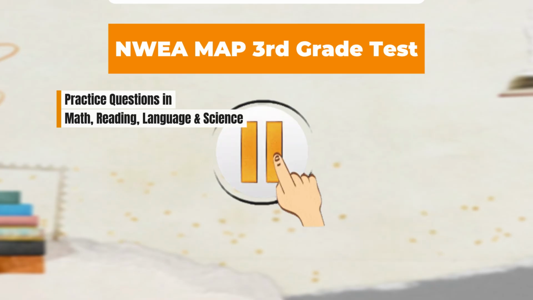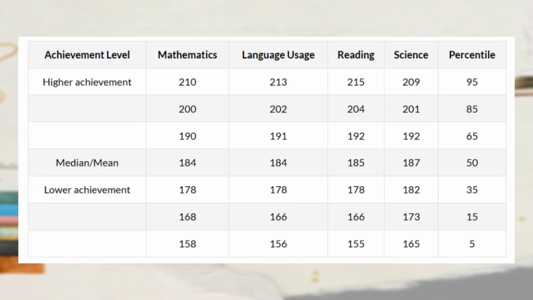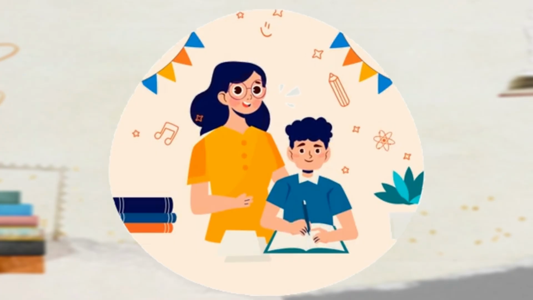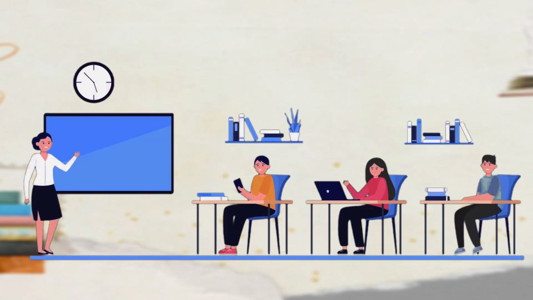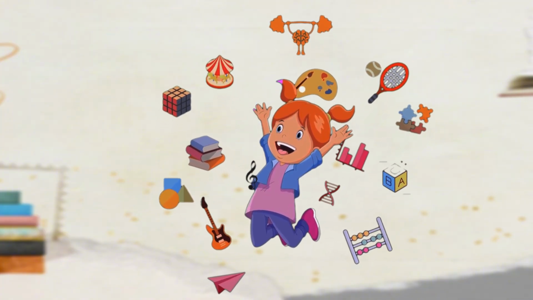For each question, I recommend pausing the video, letting your child try the answer, and then continuing to hear the explanation. Later in the video, I'll also show a third grade MAP score table with percentiles based on NWEA's most updated documents. By the end, you'll also know a few practical ways to help your child build skills, prepare with more confidence, and increase the chances of scoring high.